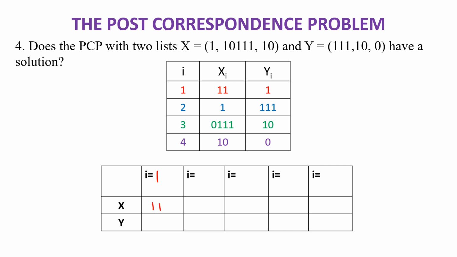X1 is 1, 1, Y1 is 1. So the first one is matched with the first one of Y, and on the numerator side there is an extra 1 which must be compensated at the denominator end. So at the denominator end, to get 1, we can have 1, 2, 3. So by using the trial and error method, you can continue. At present, I will go for selecting 3 as my next I value. Numerator is 0, 1, 1, 1, that is X3. Corresponding Y3 is 1, 0.